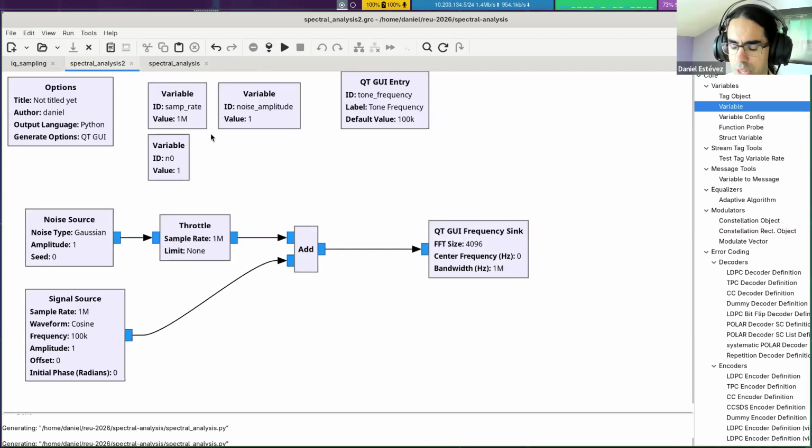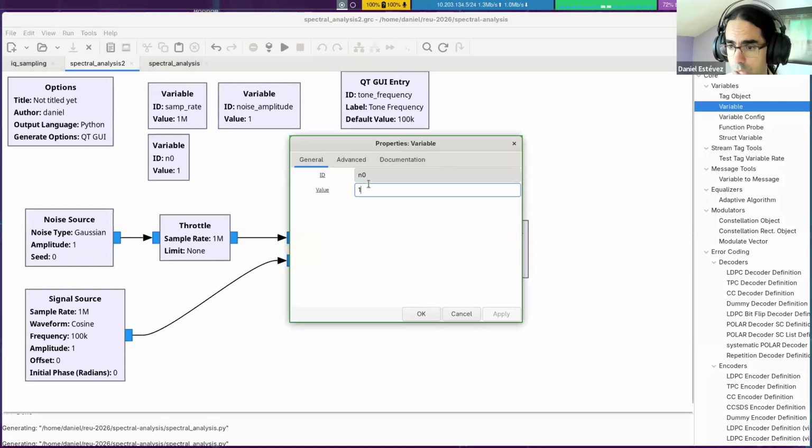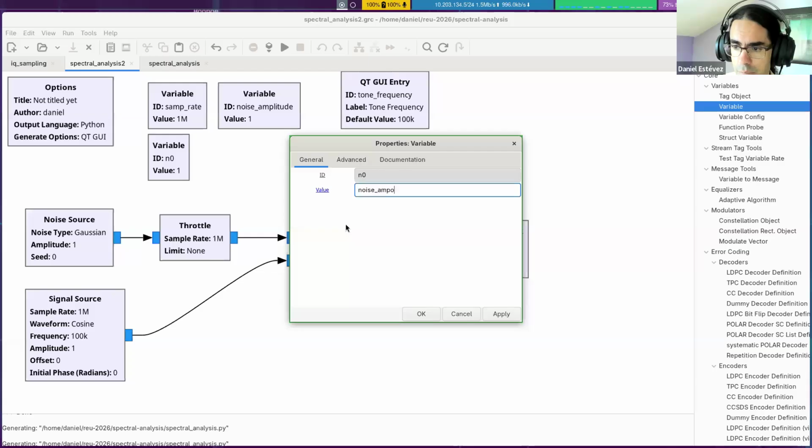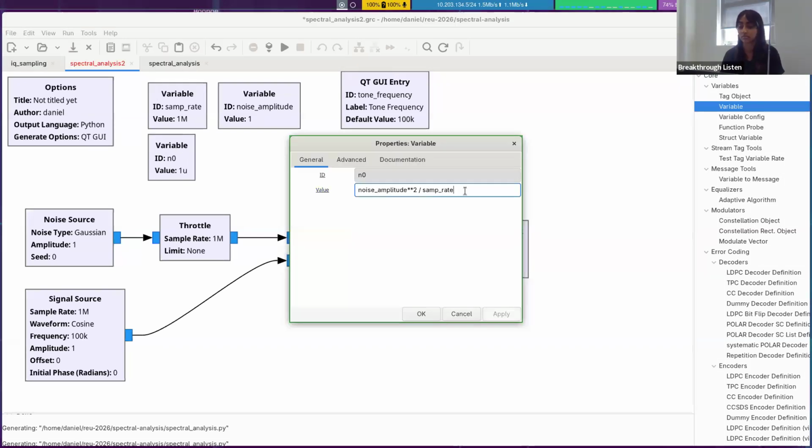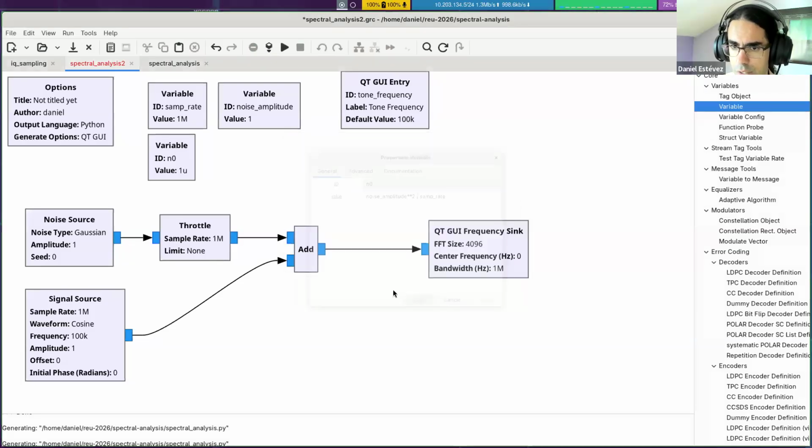Okay, you might remember that power is amplitude squared, so amplitude to the power 2. So the noise power is equal to noise amplitude to the power 2. However, this is the noise power in all my bandwidth. It is the noise power measured in a bandwidth of 1 megahertz because that is my sample rate. If I want to get the noise power in a bandwidth of 1 hertz, I need to divide by my bandwidth, which is the sample rate. So with this calculation, I get the noise power in 1 hertz.